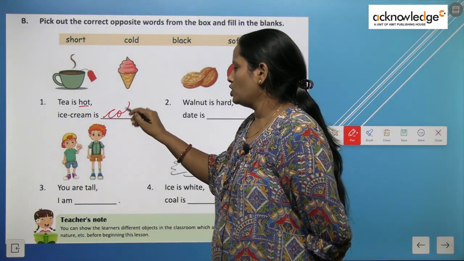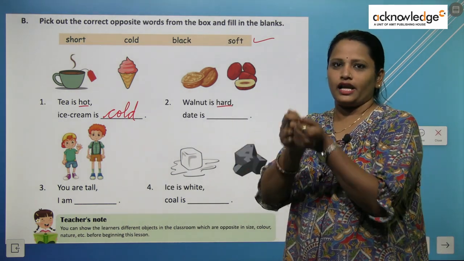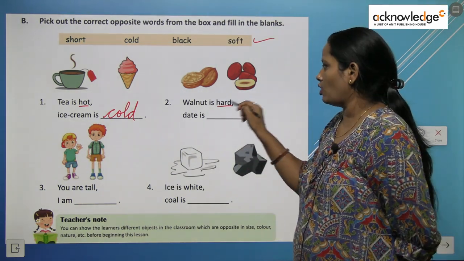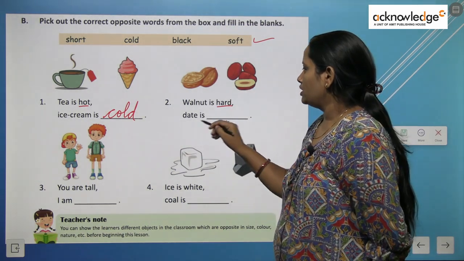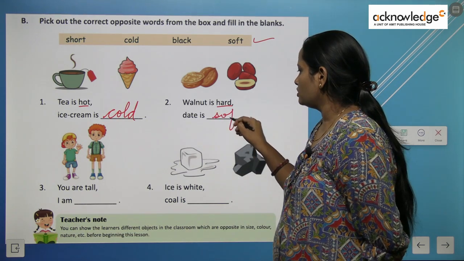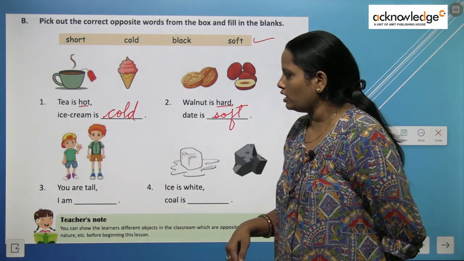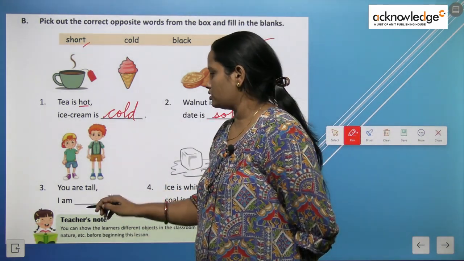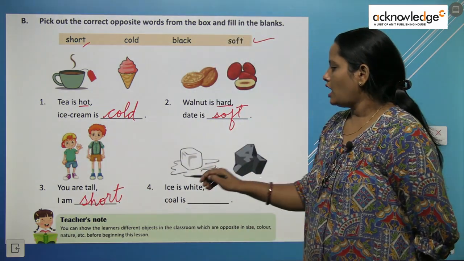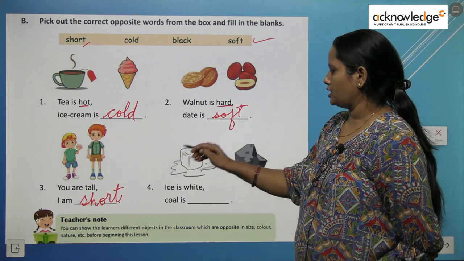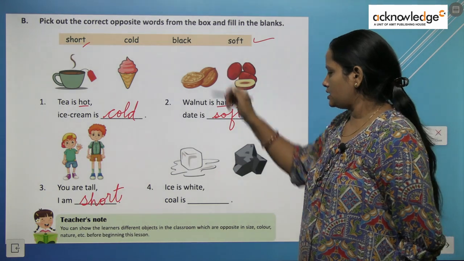Ice cream is cold. Walnut is hard. We cannot break it like this. We have to break it because it is very hard, and the opposite of hard is soft. Date is soft. Next, this boy is tall, and I am short. Next, ice is white. We can see the picture, it is white, and coal is black.